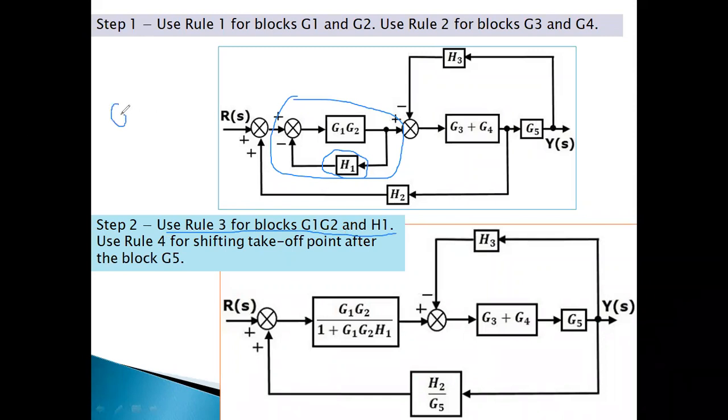So eliminating feedback means G by 1 plus GH. We have to apply the formula G by 1 plus GH. Instead of G, here the forward path gain is G1, G2, and the feedback is H1. So the entire portion can be replaced with G1, G2 by 1 plus G1, G2 into H1. Is it clear?